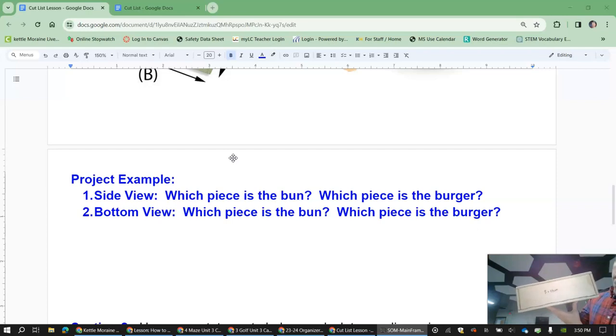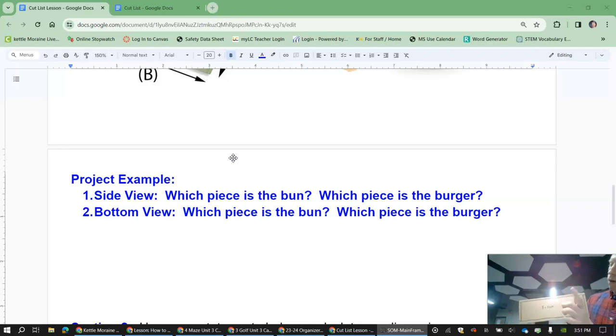Hopefully that was amazingly easy for you and you totally understand. Bottom piece, definitely 100% we would consider the burger. This bottom piece is sandwiched between all the pieces. So if we look at this, the back and the front, that's sandwiching the bottom. The bottom is sandwiched between bun, bun, burger.